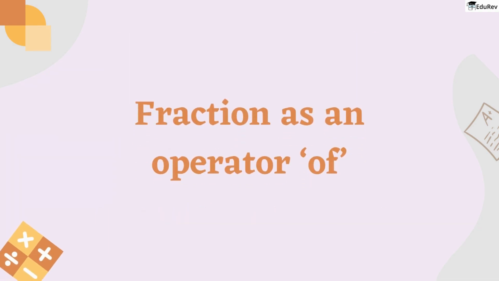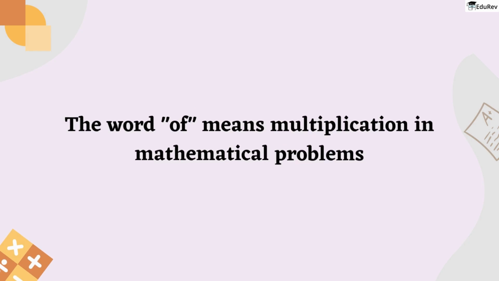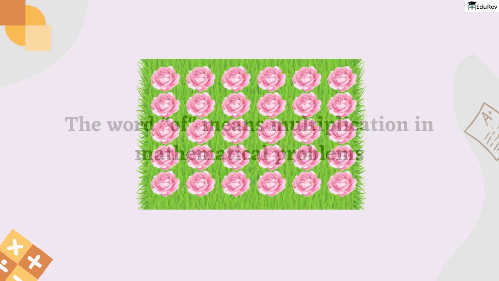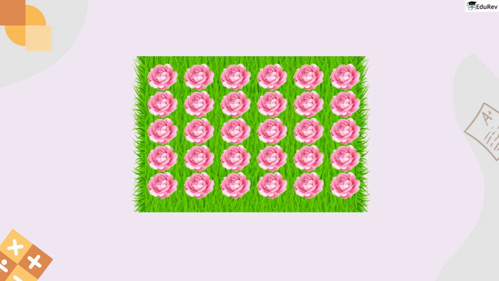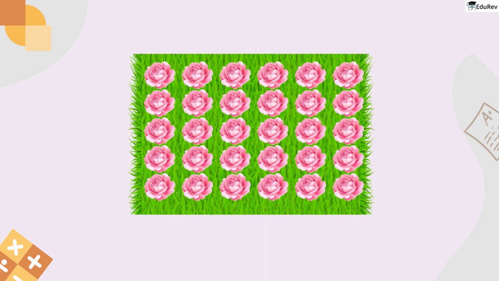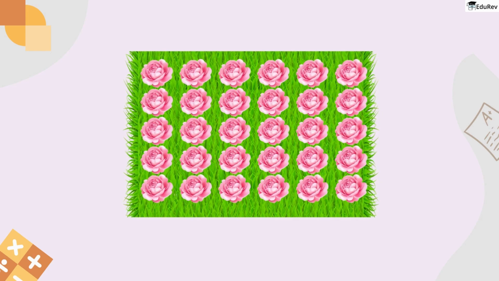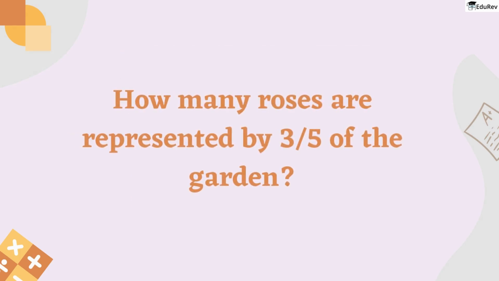Students, now we will study the next concept, that is fraction as an operator of. The word of means multiplication in mathematical problems. Let's understand this with an example. Imagine you have a garden with beautiful flowers which has a total of 30 roses. And you want to know how many roses are represented by 1/3 of the garden.